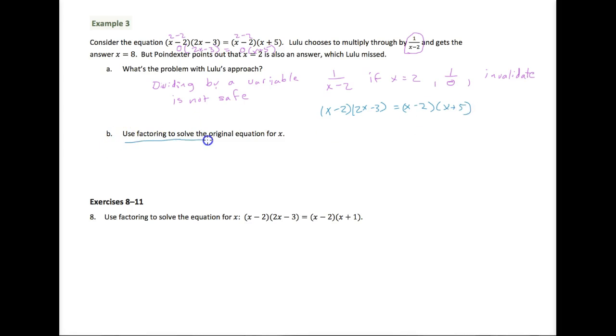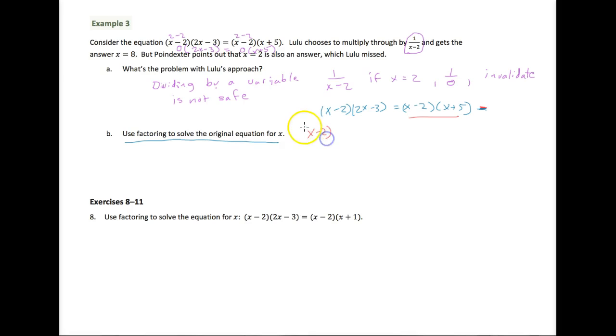It says using factoring solve the original equation for x. Well, remember, we have to have things equal 0. So I'm going to subtract all of this from both sides. It's going to look like this.